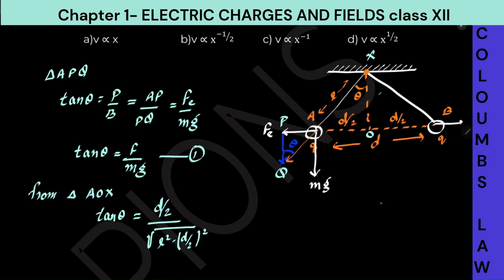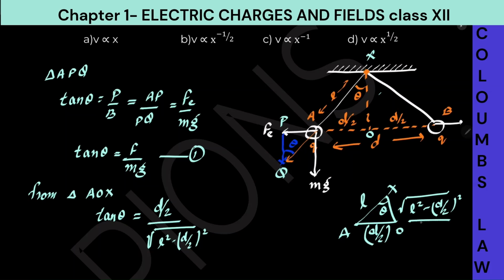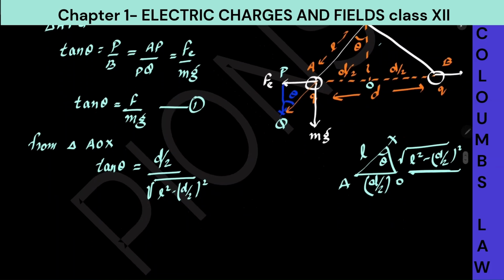Let me repeat again. If I draw this triangle over here, in case you have not understood, that is XOA. Here is the angle theta, this is side L, this is d by 2. What will this be? Using Pythagoras theorem, L square minus d by 2 whole square. So the perpendicular, or the opposite, will be d by 2 here, and the base will be this, correct? So we will substitute here. This will give you d by 2 over root under L square minus d by 2 whole square. Correct? This is tan theta.